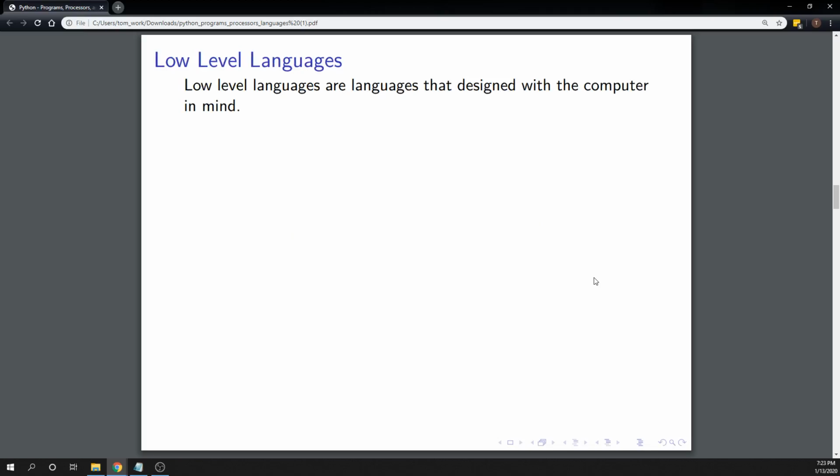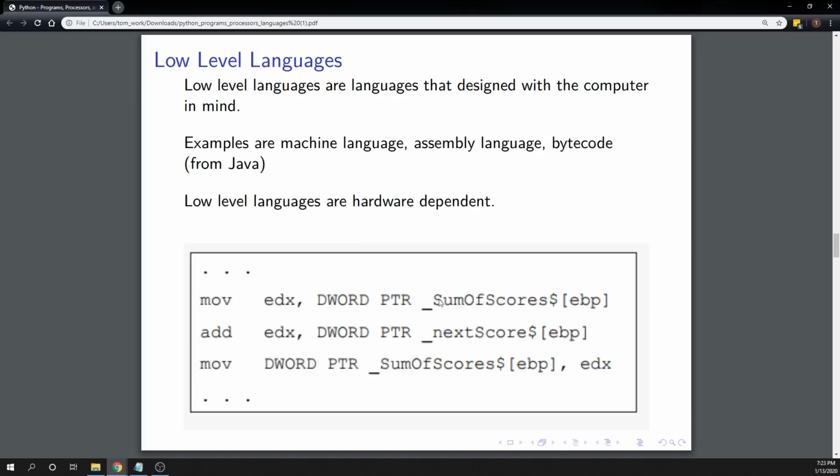So lower level languages are languages that are designed with the computer in mind. Machine language, which I just showed you, consists of nothing more than zeros and ones. Assembly language is another example. So here are some assembly language instructions here. And bytecode, that's from Java. That's the dot class files from Java. One thing about low-level languages is that they are hardware dependent, meaning that if you have some program that's in machine language or assembly language or bytecode on one type of machine, then it may not run on another type of machine. So that's an issue.